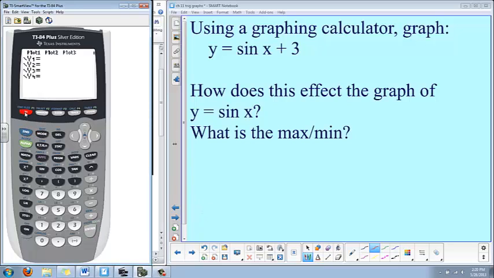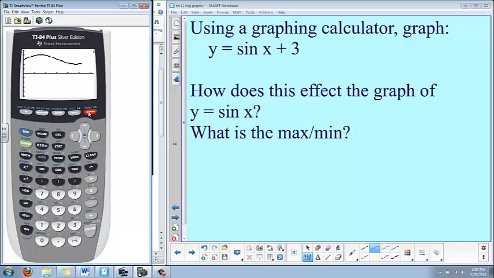So make sure you're in radians, go to the y equals, and we're going to graph sine of x plus 3. Alright, and then let's just look at the window that we're dealing with. Our x is between 0 and 2 pi. Let's make our y's just a little bit bigger so we can see what's going on. Let's make it between -5 and +5. And then let's graph it.